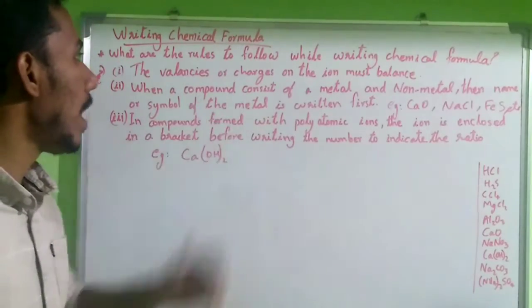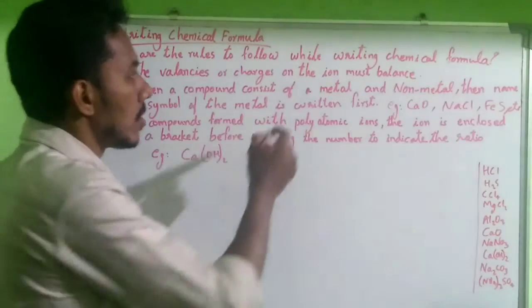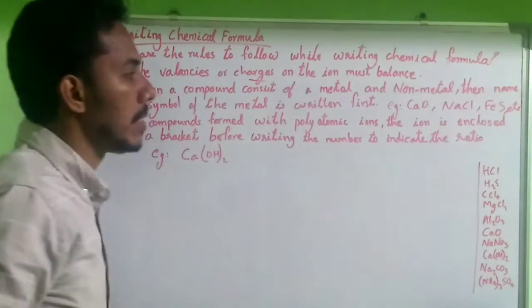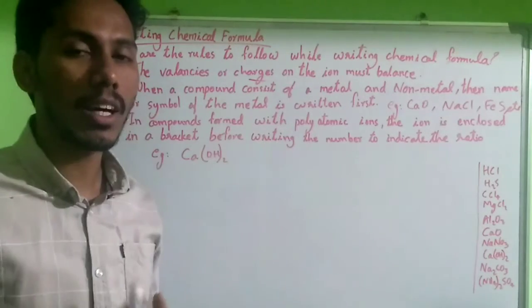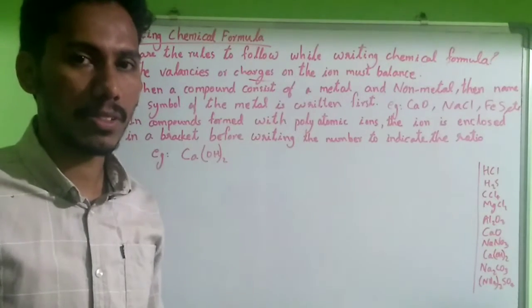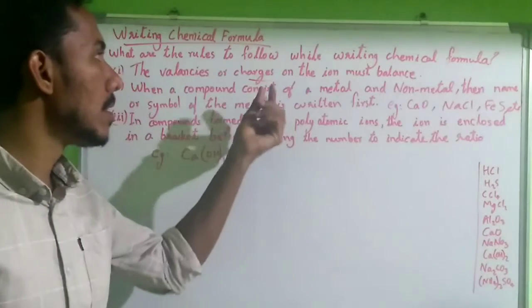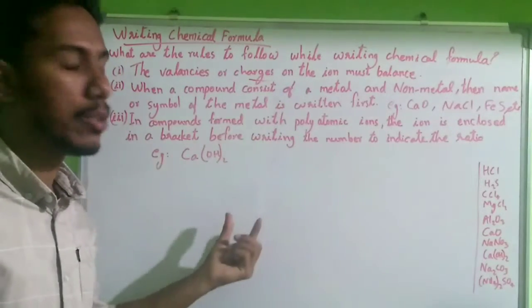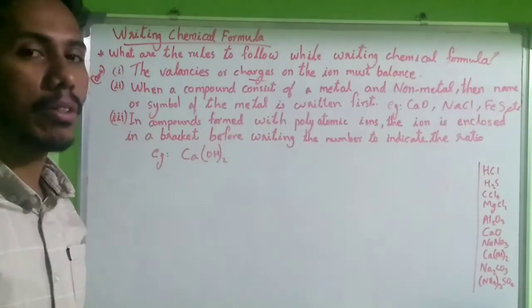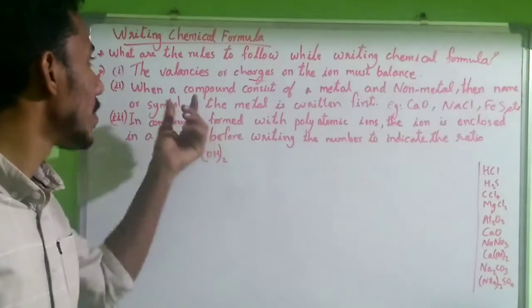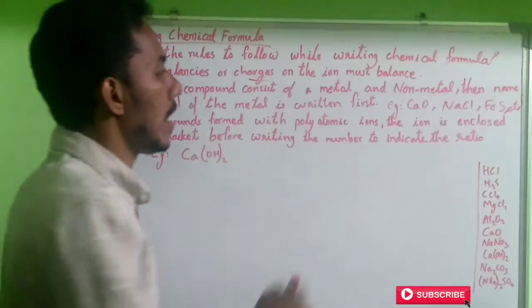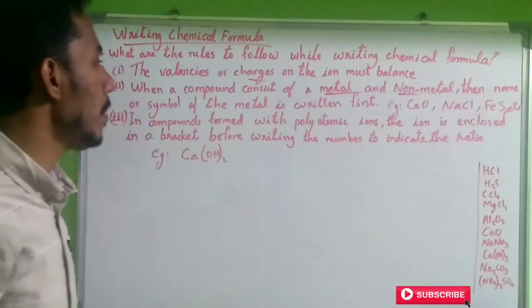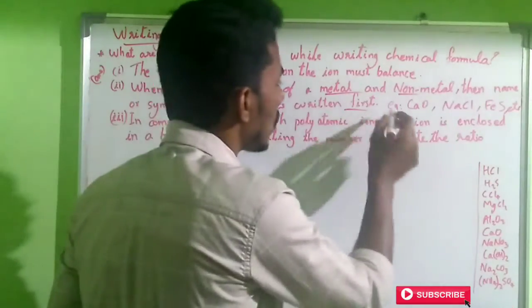First one, the valencies or charges on the atoms must be balanced. In the previous class, we studied the charges of different elements. So, the charges between the two elements in a compound must be balanced. Second one, when a compound consists of a metal and a non-metal, then the name or symbol of the metal is written first.